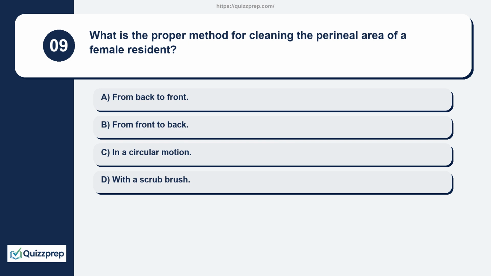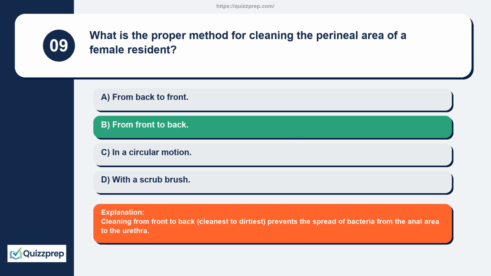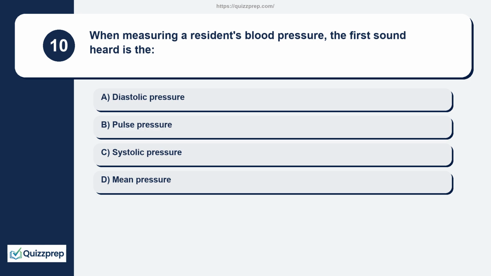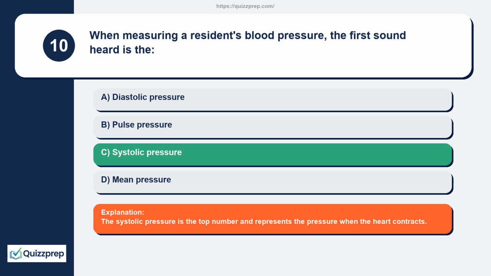Question 9. What is the proper method for cleaning the perineal area of a female resident? From back to front, from front to back, in a circular motion, with a scrub brush. Cleaning from front to back, cleanest to dirtiest, prevents the spread of bacteria from the anal area to the urethra. Question 10. When measuring a resident's blood pressure, the first sound heard is the diastolic pressure, pulse pressure, systolic pressure, mean pressure. The systolic pressure is the top number and represents the pressure when the heart contracts.